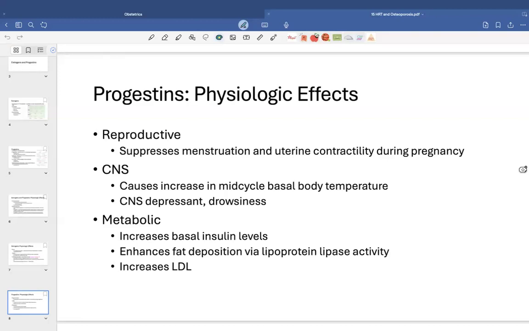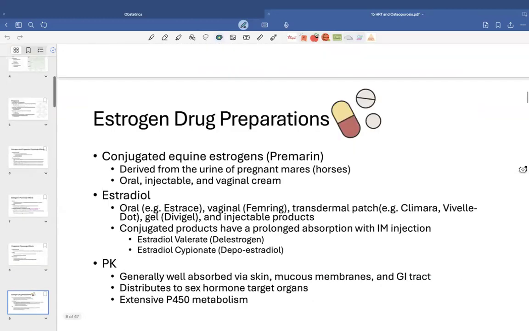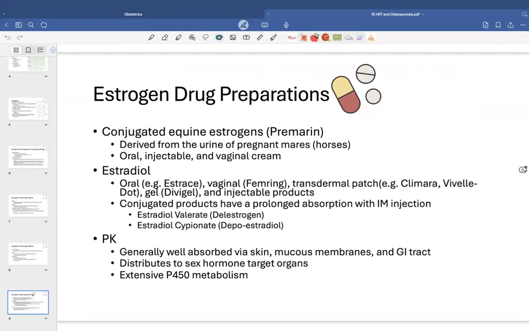Right, so getting back to drug preparations for estrogen again, obviously oral is widely used for both contraception and for hormone replacement. One of the, really at the time, huge blockbuster drugs was called Premarin. Premarin is a formulation of estrogens that's derived from the urine of pregnant mares or horses. And literally the brand name comes from pregnant mares' urine, Premarin.